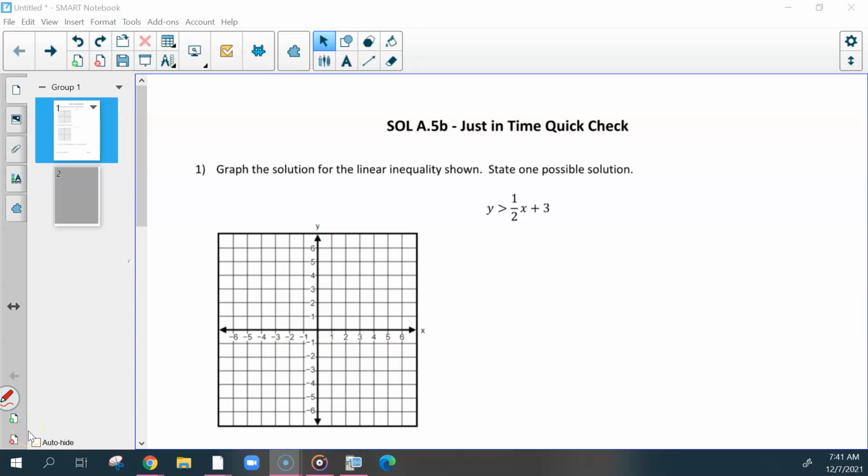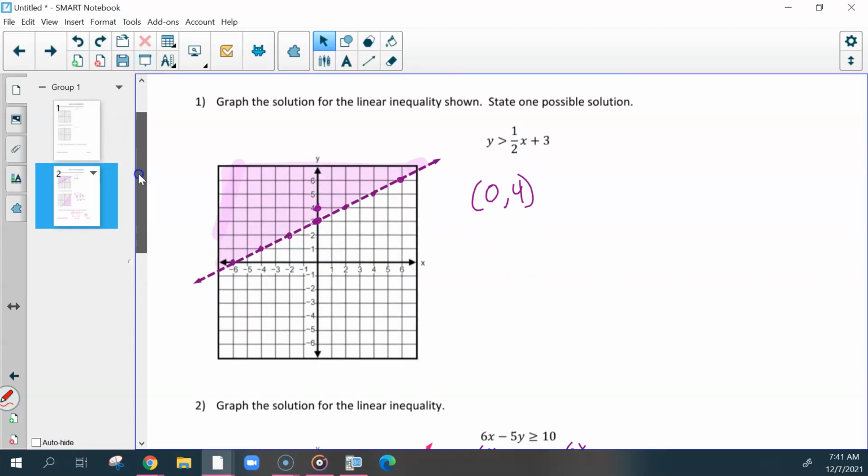Okay, let's go over this quick check. For number one, we need to graph the solution. So when it says that, it really means what is your shaded area. For the linear inequality shown, you should have had a dashed line with a positive slope, with a positive y-intercept, shaded above, and then pick one point that would be a solution.